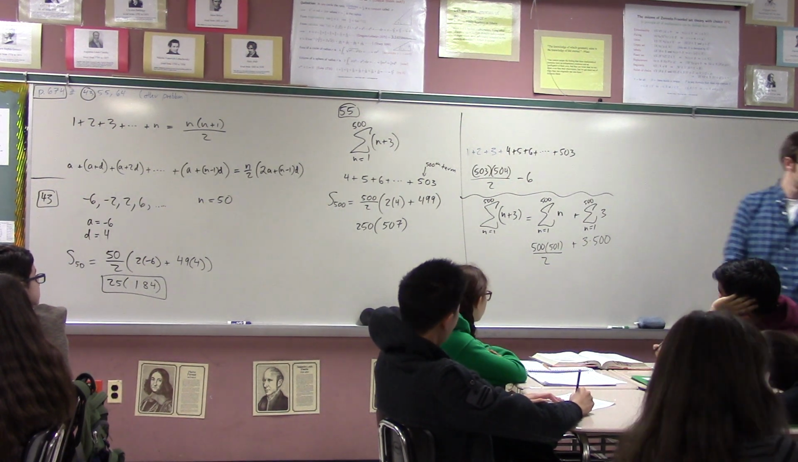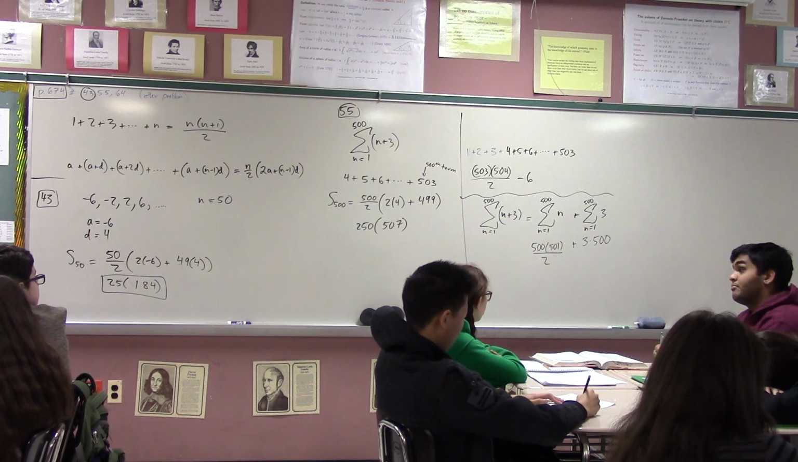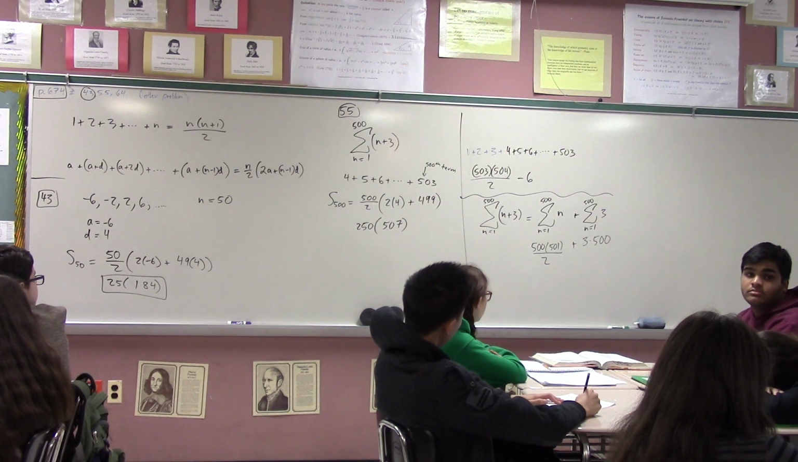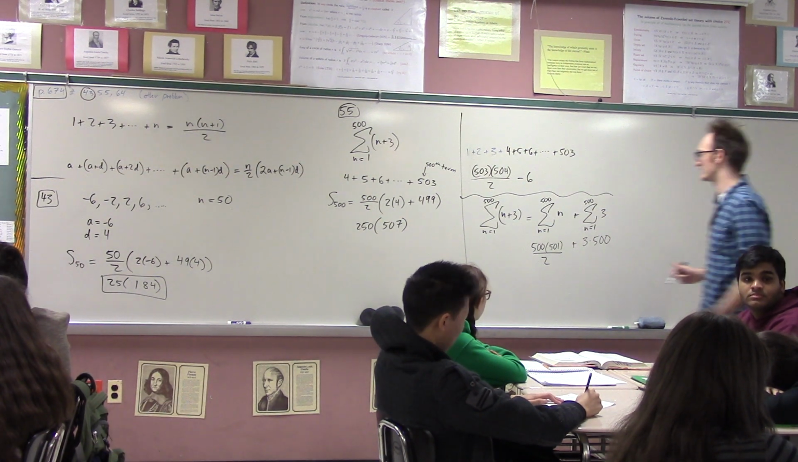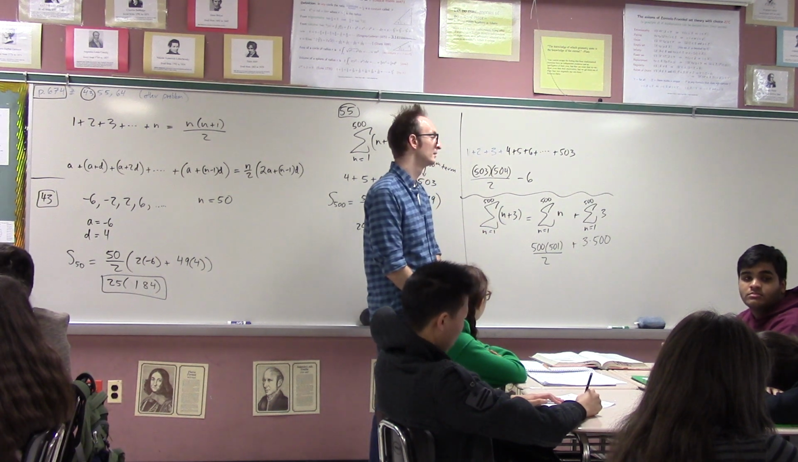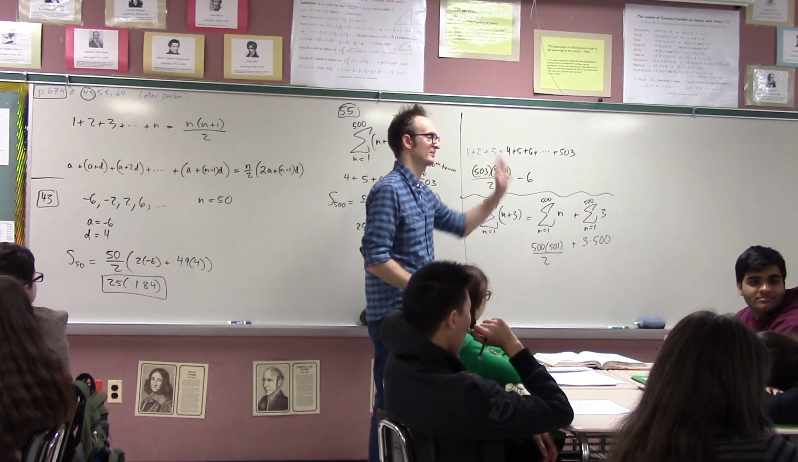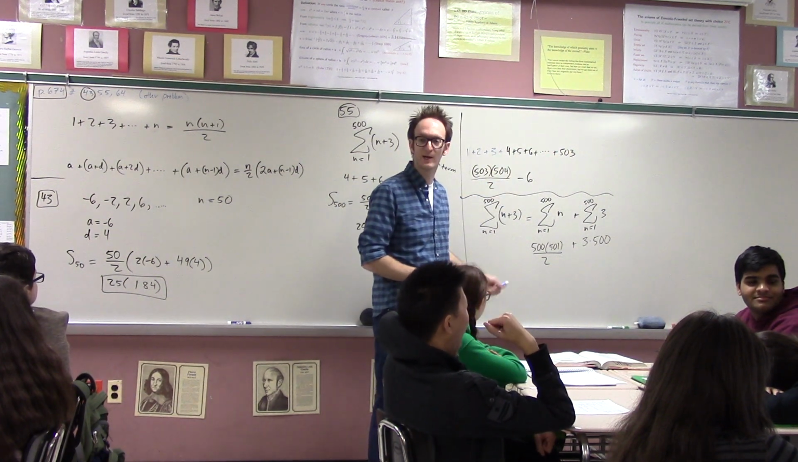Wait, is this function taking every n and adding 3 to it for every output, or is it adding n plus 3 to every term? It's changing n by 1 every time, and it starts at n plus 3. Okay. No, it starts when n equals 1. Hold on, I'm going to talk to you later. Alright, good. Are we good?